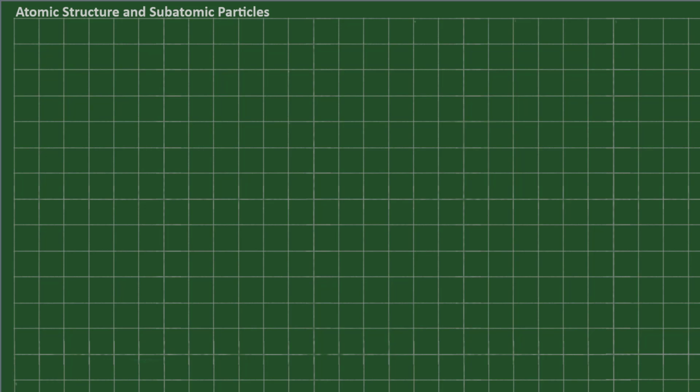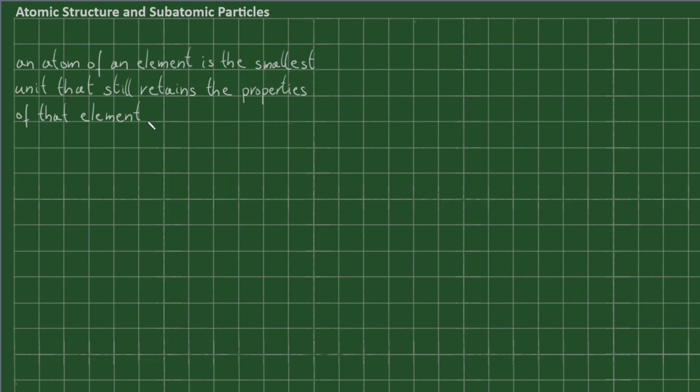Hello good people, I'm going to talk about the atomic structure and subatomic particles. Recall that an atom of an element is the smallest unit that still retains the properties of that element. This does not mean that we cannot go beyond the atomic scale. In fact, atoms themselves are made up of subatomic particles.